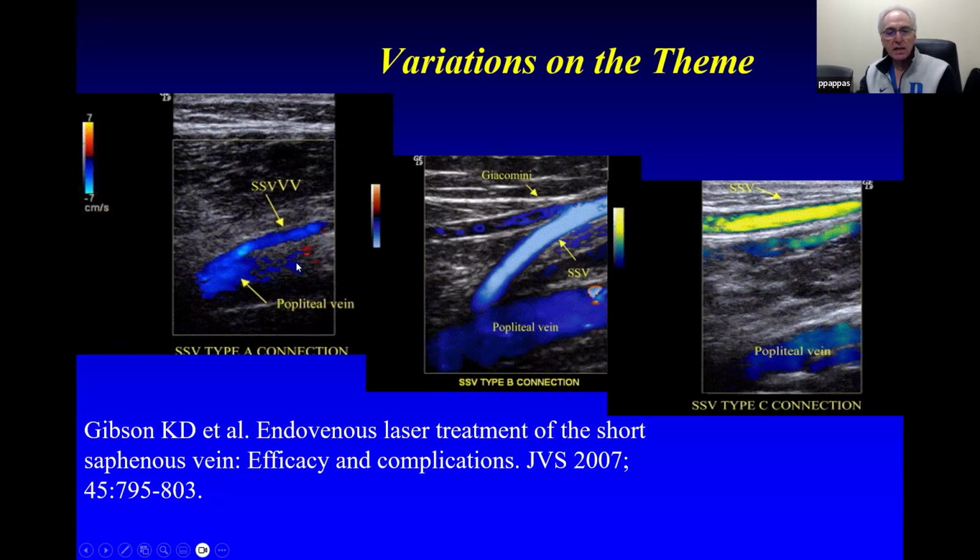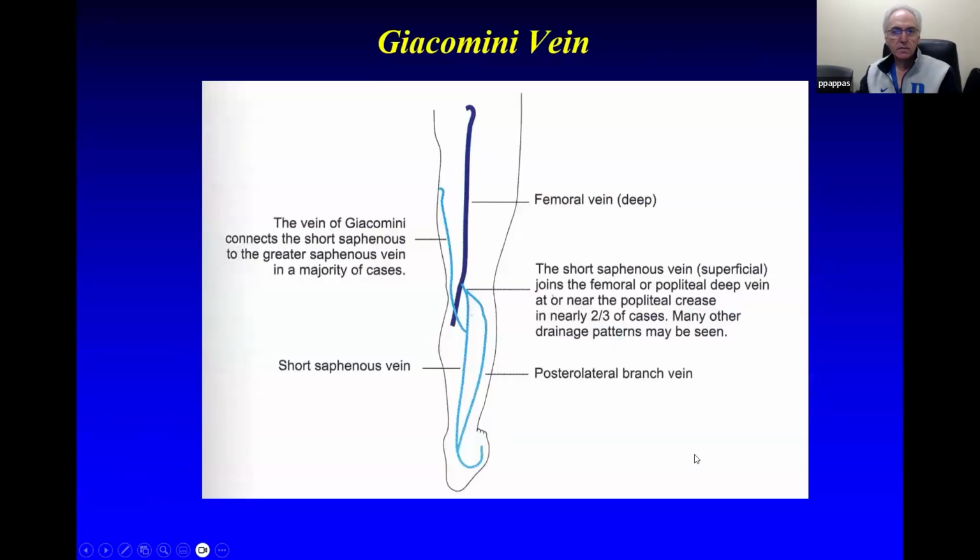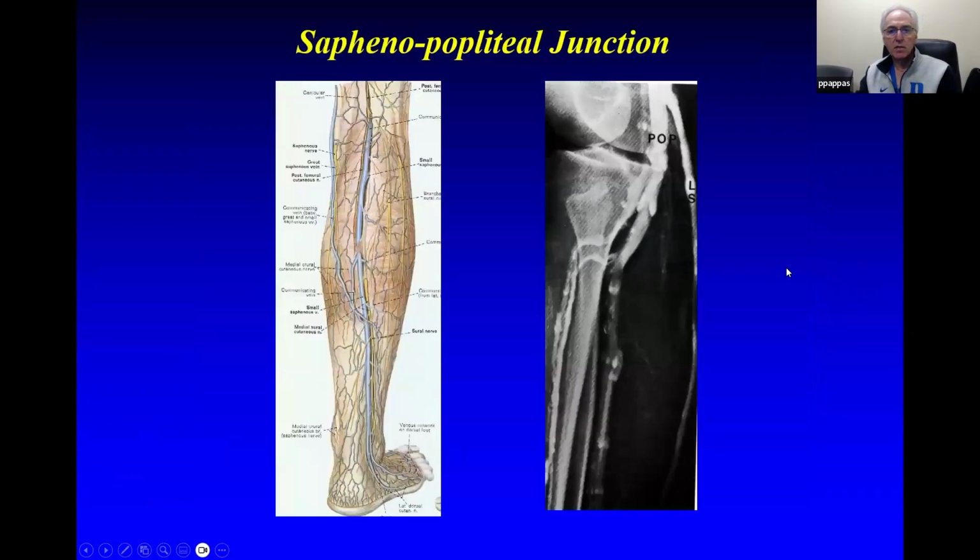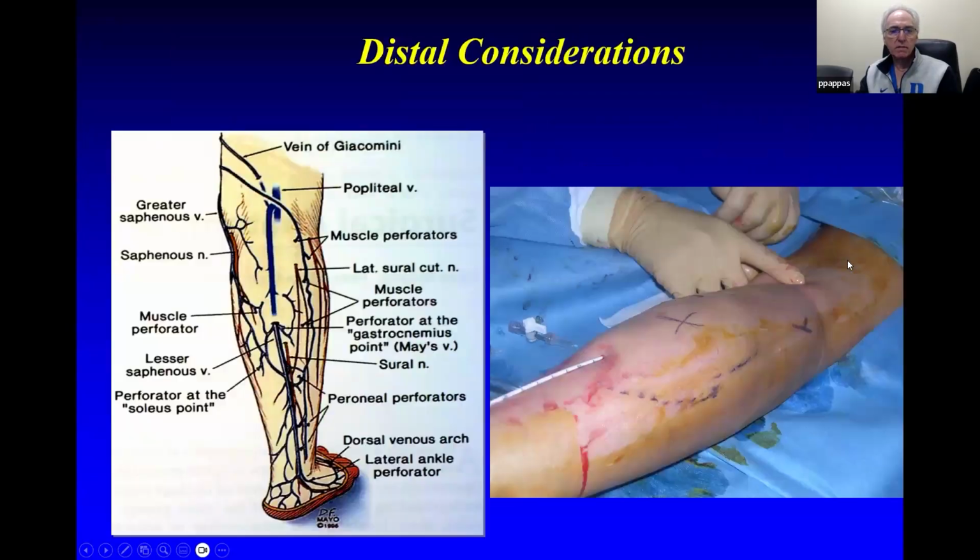So this paper by Kathleen Gibson is pretty much a classic paper, and you'll see this if you do enough ablations of the small saphenous vein. So again, these are the variable anatomy of it. I'm not going to spend too much time on this. We already went through this.